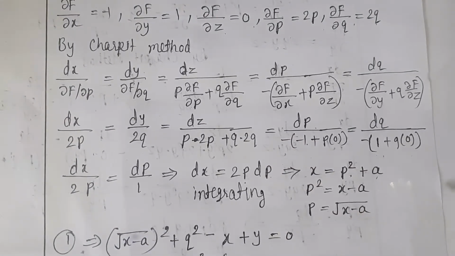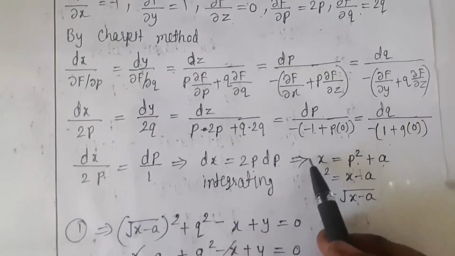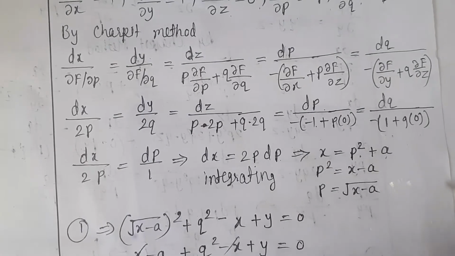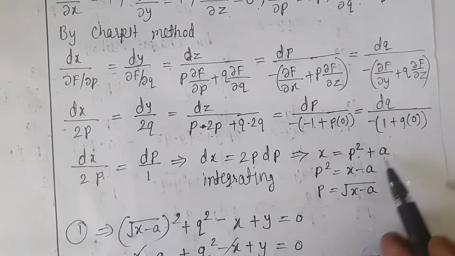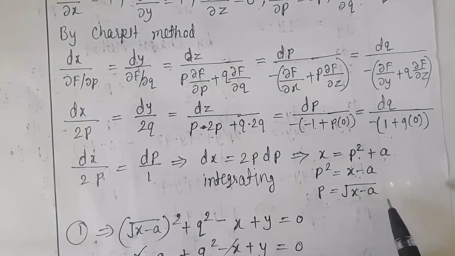In the previous example I considered c. Here I have considered a different constant to show that you can choose any constant: a, b, c1, c2. So x is equal to p square plus a. What is p square? It is x minus a. What is p? Root of x minus a.